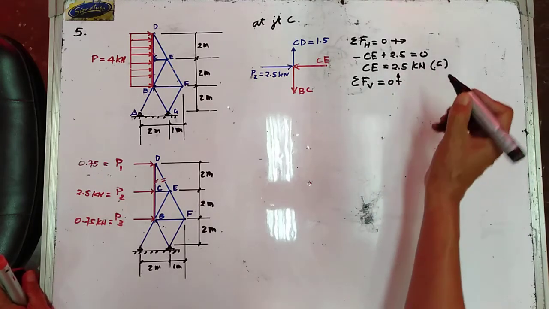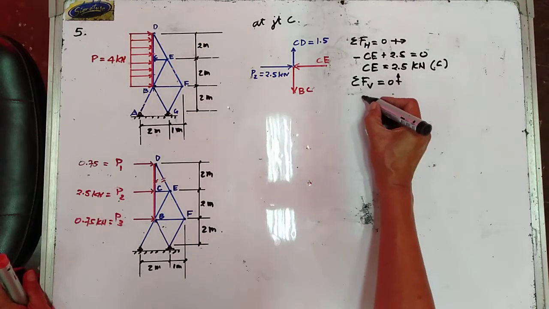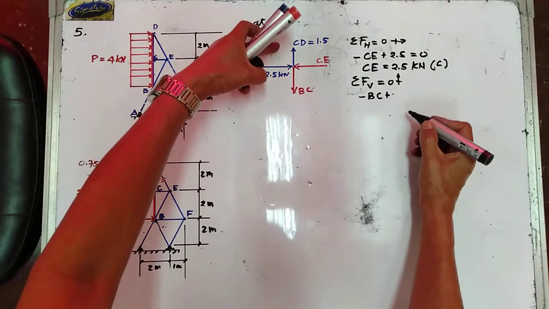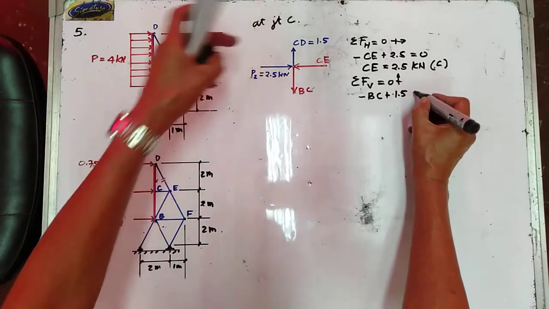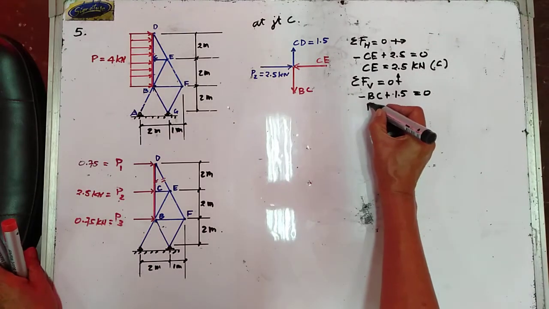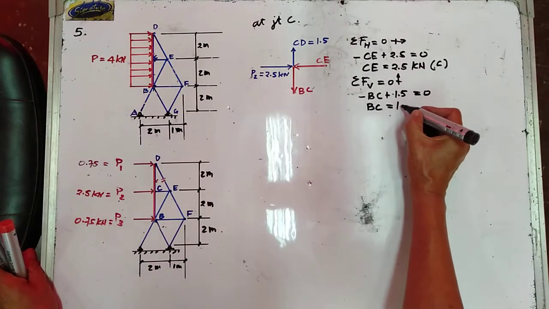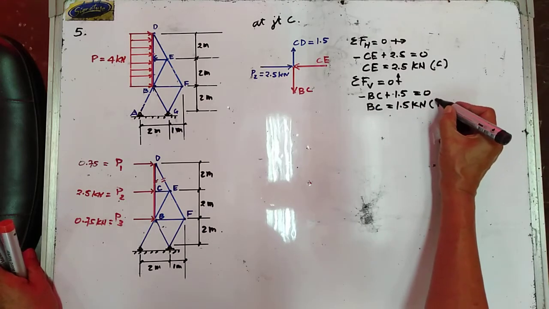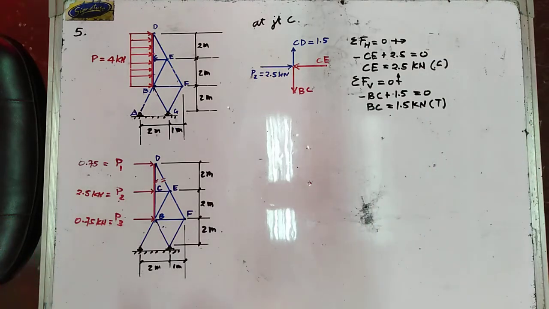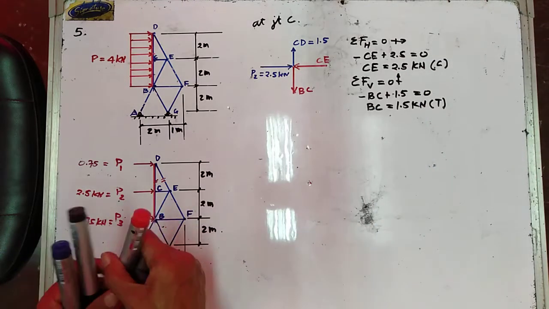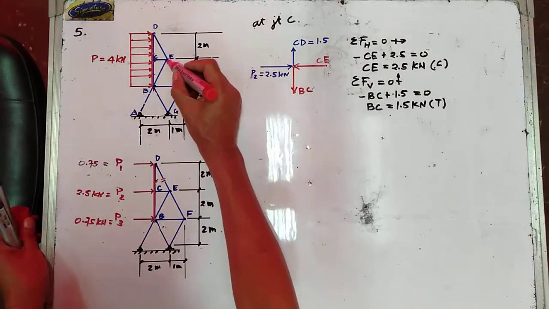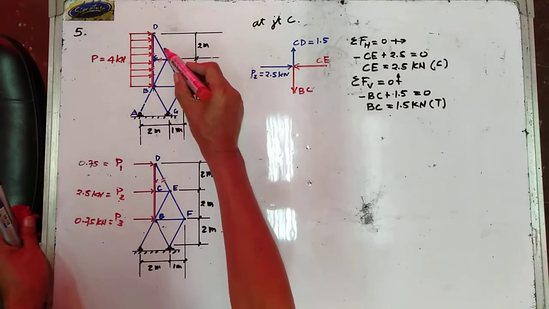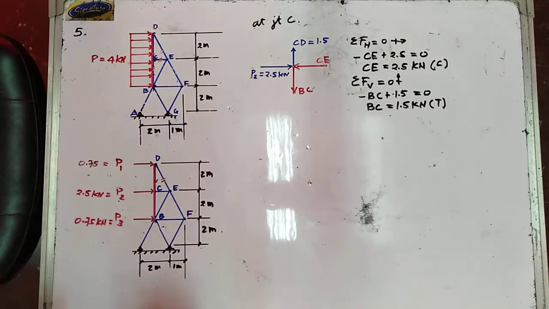Summation of forces vertical is equal to 0. We have upward forces positive. So minus BC plus CD, which is equal to 1.5, is equal to 0. So your BC is equal to 1.5 kilonewton. We get a positive value. The assumed direction is correct, and that is in tension. Okay, so we know now CE, that is your BC, and we also have your BE.